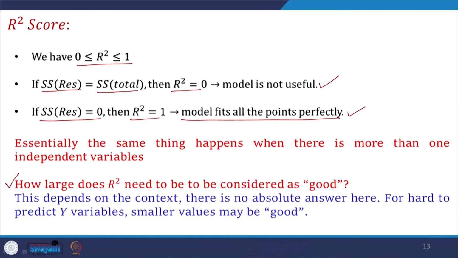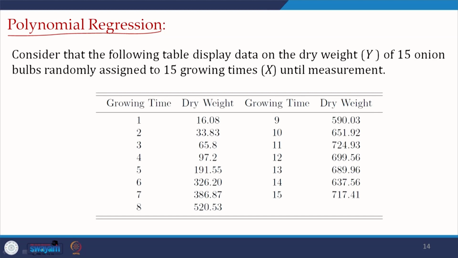So, the answer is we cannot comment on it. It will depend on context, on the application, on the data. There is no absolute answer. For hard to predict problems, a low amount of R square is also considered to be good, and this we will see in the implementation lecture, in the next lecture, when we will implement this concept in Python on some benchmark data. Now, after linear regression, come to polynomial regression.